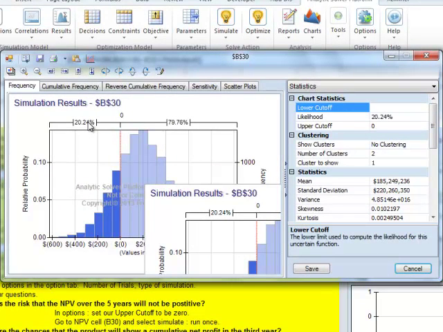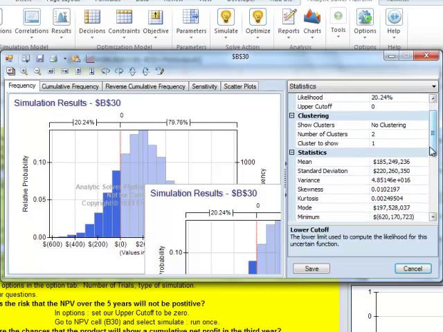Now, some of you are probably saying, wait a minute. The book has an answer that says it's 82% chance that we make money and only an 18% chance that the net present value is 0 after 5 years. Well, we got the wrong answer. Well, not really. Every time you run 10,000 trials or run a simulation, you're going to get slightly different results.